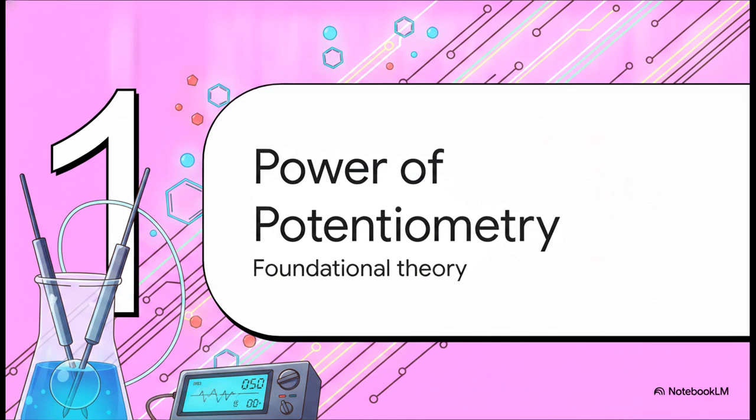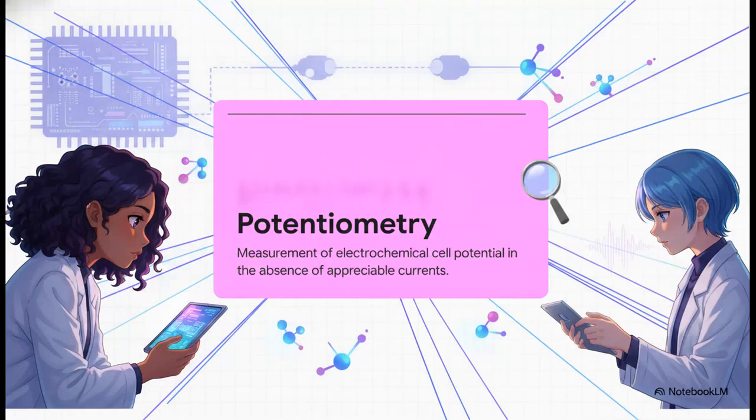Section 1. The power of potentiometry. So the textbook definition is that potentiometry is a set of analytical methods based on measuring the potential of electrochemical cells in the absence of appreciable currents. But let's pause there, because that last part, in the absence of appreciable currents, is literally the most important phrase to remember here. See, this is an equilibrium measurement.